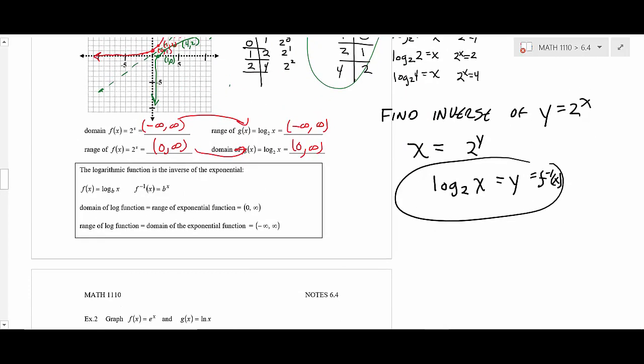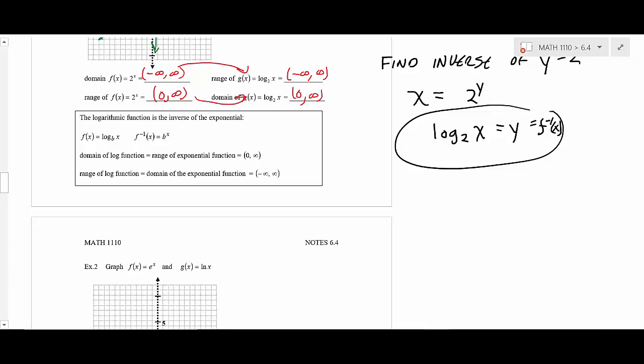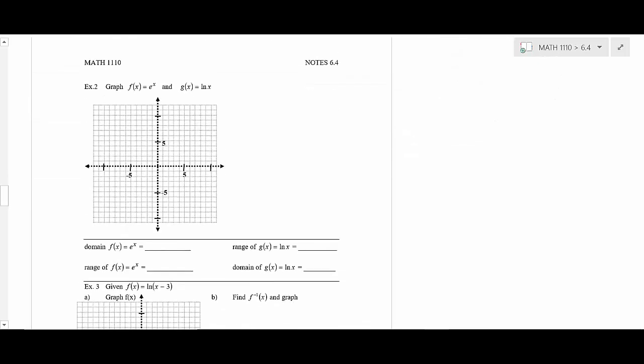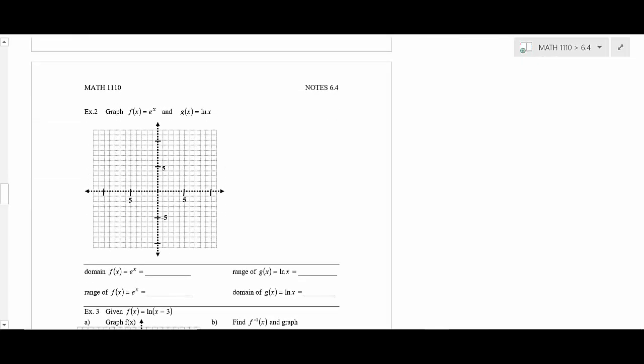Let's move down to the bottom here. This is just saying what we did. If you do the domain of a log, that becomes the range of the exponential, and the range of a log becomes the domain of the exponential, because they're inverses of each other. So we're going to work on a few more graphs like this.